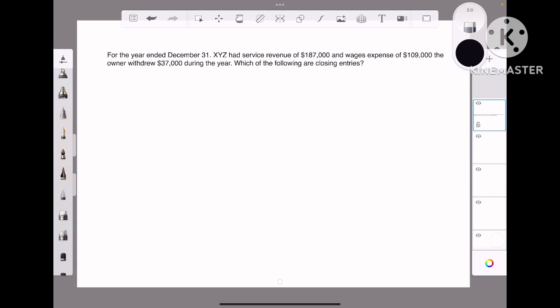So normally, our journal entries are this. There are debits and there are credits. Normally assets are debited, withdrawals are debited, and expenses are normally debited. Credits are normally liabilities, equity, and revenue are credited.